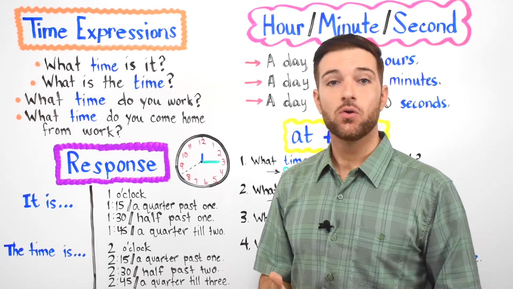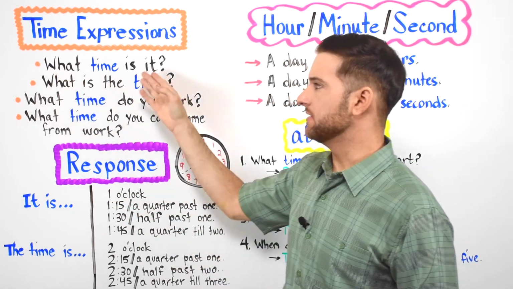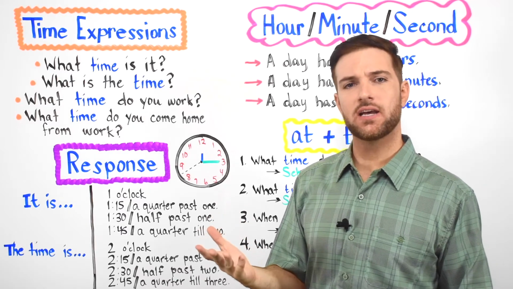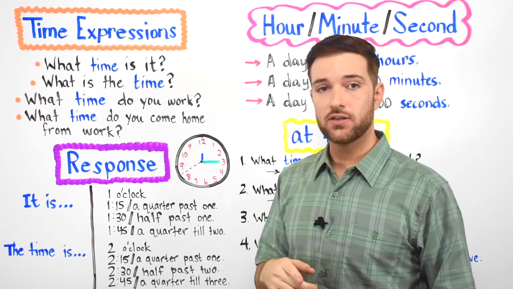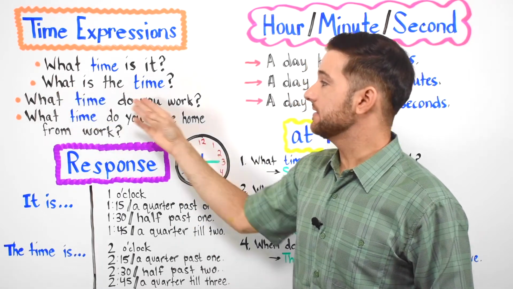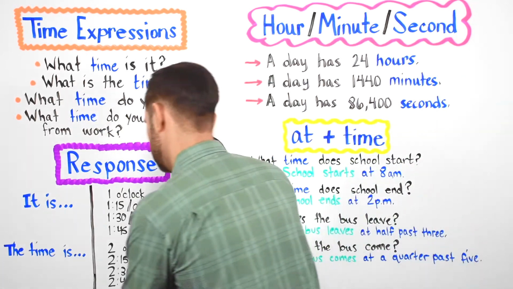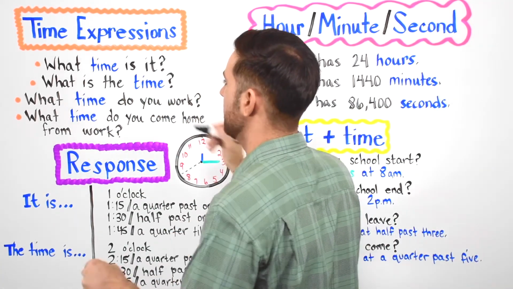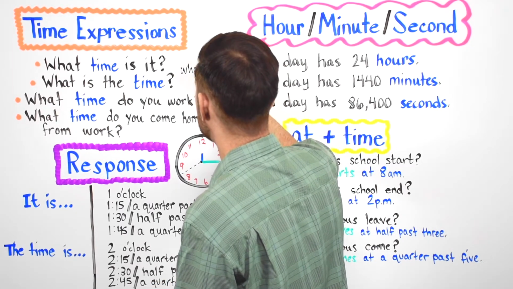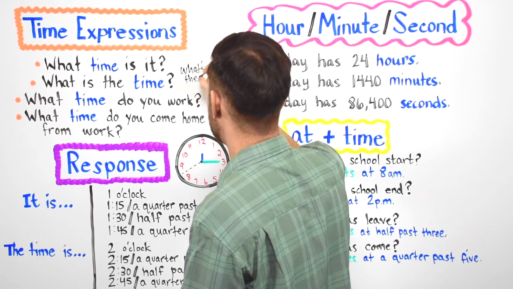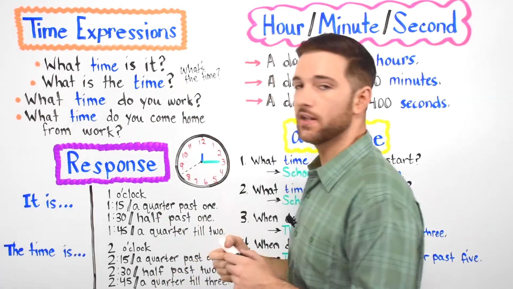To begin, when you want to ask what time it is in English, you can just say, "What time is it?" Okay. What time is it? Maybe point to your wrist. The other way you can ask this is saying, "What is the time?" You'll often hear it like this: What's the time? Remember, this is contracted, so we say, "What's the time?" Okay. So what time is it, or what's the time?